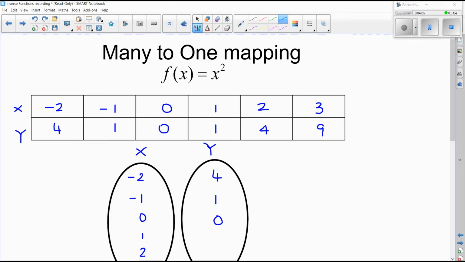Right, so let's look at the relationship between the x and the y coordinate. Can you see that an x value of negative 2 and an x value of 2 gives you the same y coordinate? An x value of negative 1 and an x value of 1 gives you the same y coordinate. Then when x is 0, we see that y is 0. We call this many-to-one mapping.